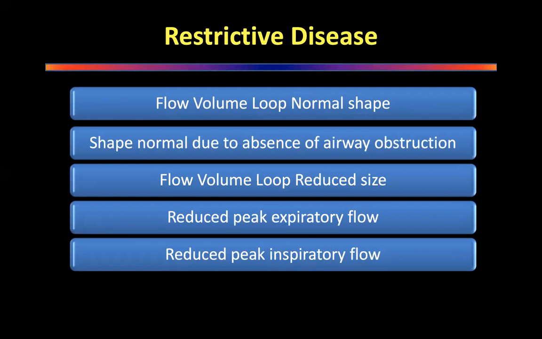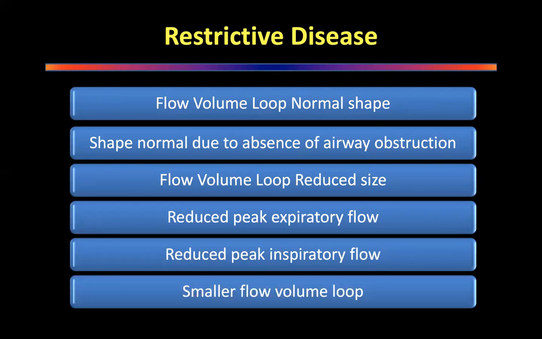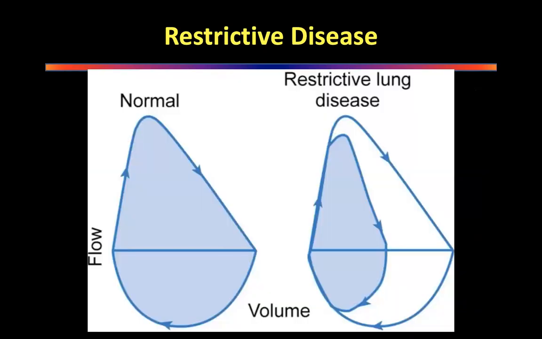So this is not like the fixed obstruction where there is a cutoff. Here the peak is reduced and the volume overall is smaller because the lung is restricted. You cannot take in that much breath. Your FVC has gone down. So you cannot take in as much breath. And so your whole volume will look smaller. So it is a similar shape to the normal flow volume loop, but smaller in size. So it is the size that is smaller.